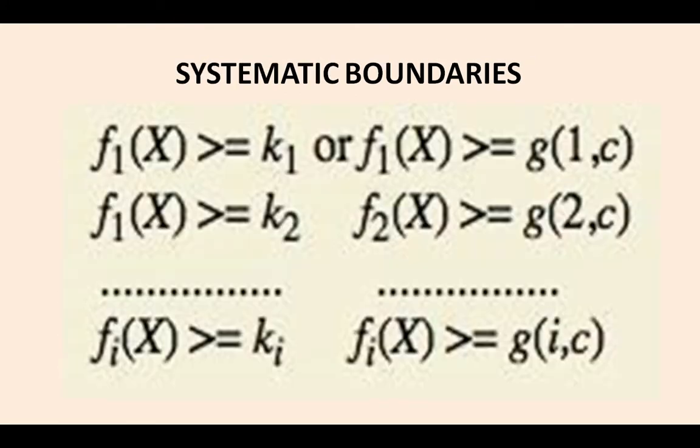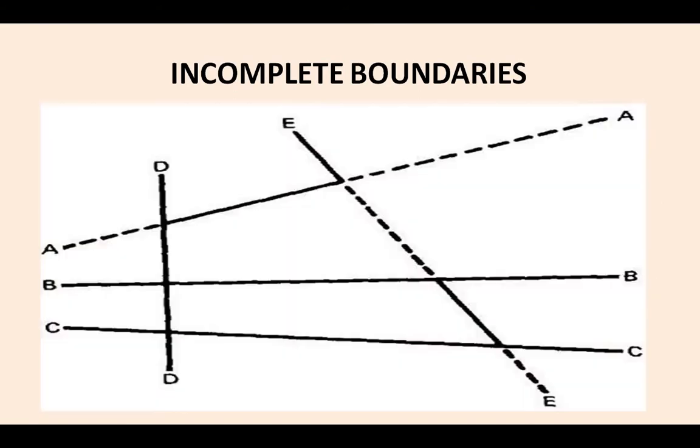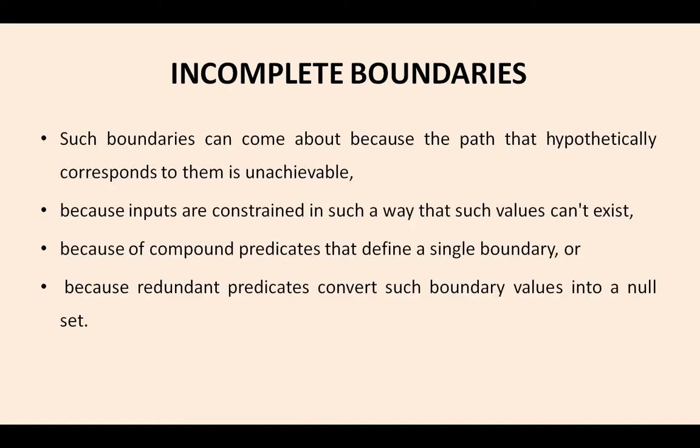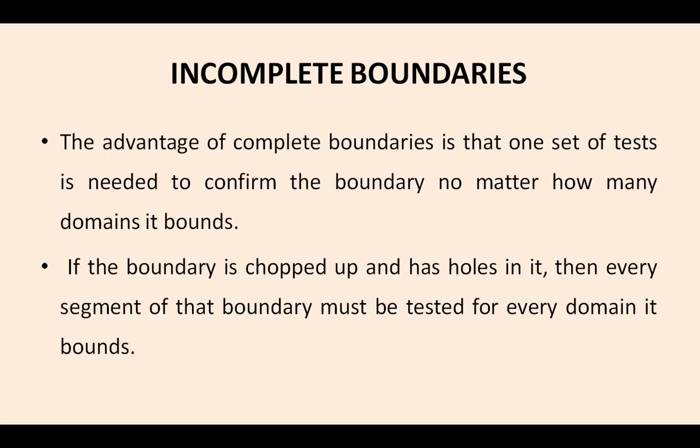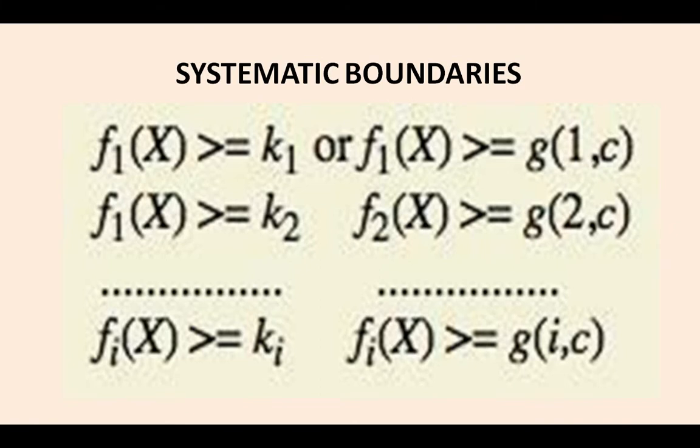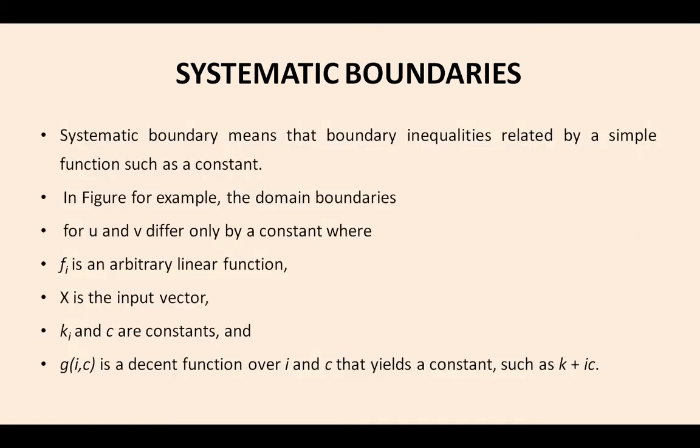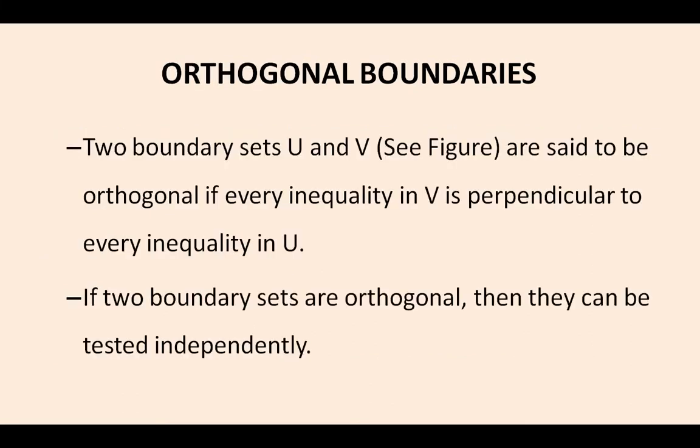So we completed the systematic boundaries and the incomplete boundaries. What are the properties, and what are the things to be there in the incomplete boundaries? How to overcome them? Some of the things relevant to the incomplete boundaries, like unachievable path and variable not exist, we have seen. We have also seen systematic boundaries, and how this incompleteness can be converted by adding some set of constants like c and k. Next, we are going to discuss the orthogonal boundaries. In our previous video, we stopped at the orthogonal boundaries, right?